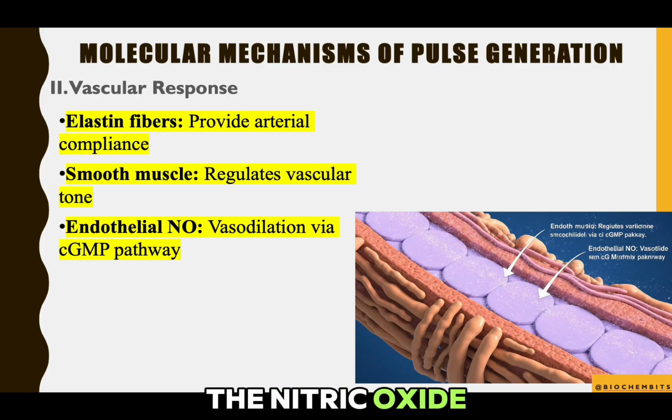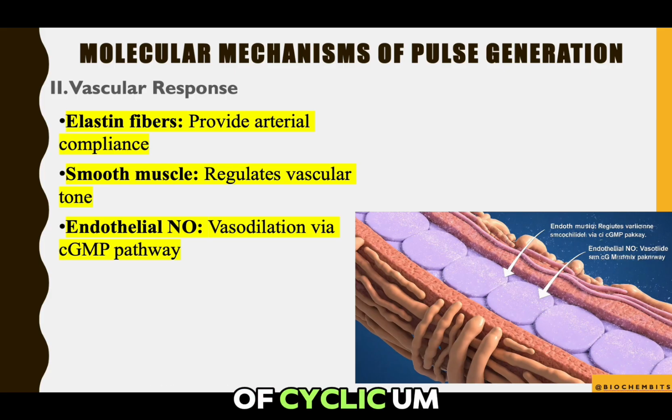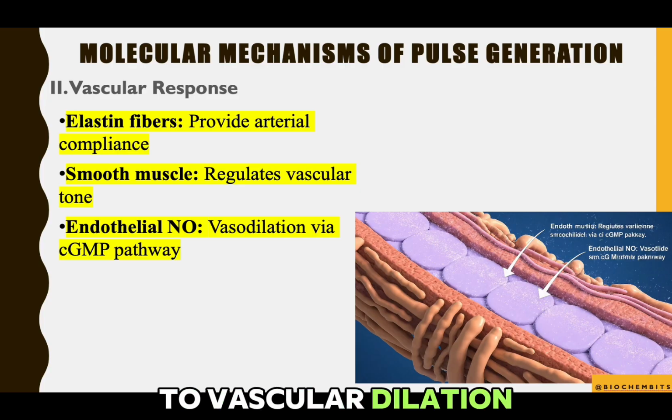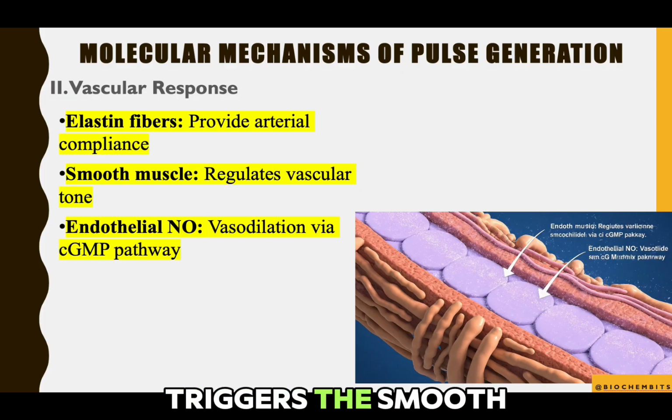Now, the nitric oxide diffuses through the smooth muscles within the cell, then activating the guanylate cyclase, the enzyme that catalyzes the release of cyclic GMP. So I'm trying to connect the smooth muscle regulation of the vascular tone to the endothelial release of nitric oxide that then leads to vasodilation, and connect it with the cyclic GMP, which triggers the smooth muscle relaxation and vasodilation.